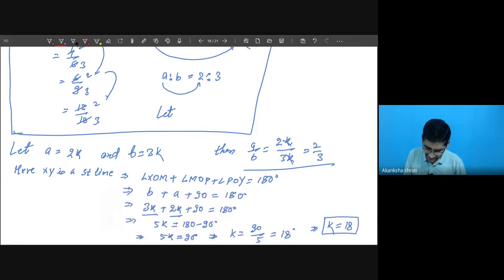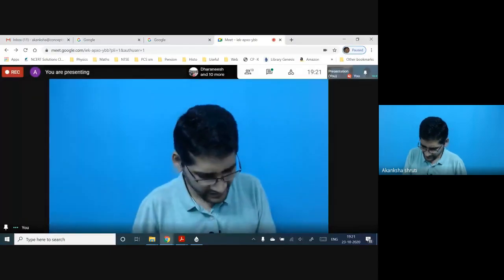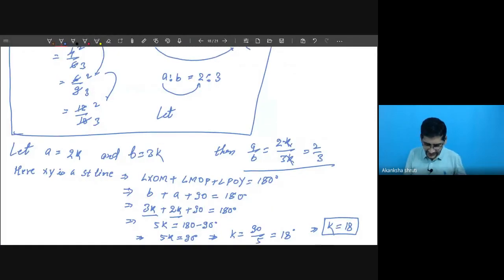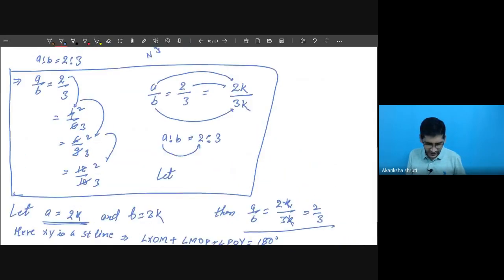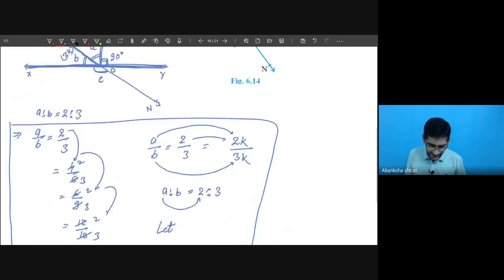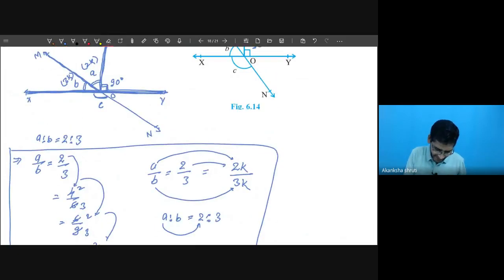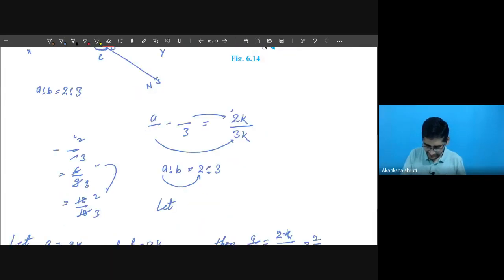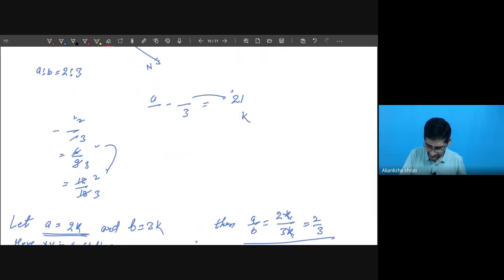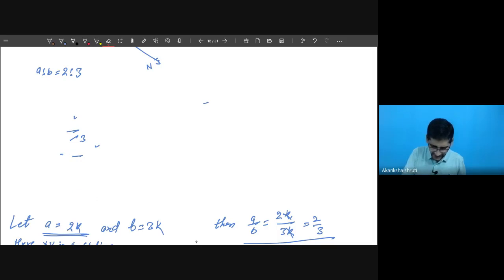But we need what? The value of A and B. What is the value of A? It is 2K. Okay, student. So first calculate this A and B, then use it. So let me clear some area. So student, from the given ratios, we have to find the value of A and B.